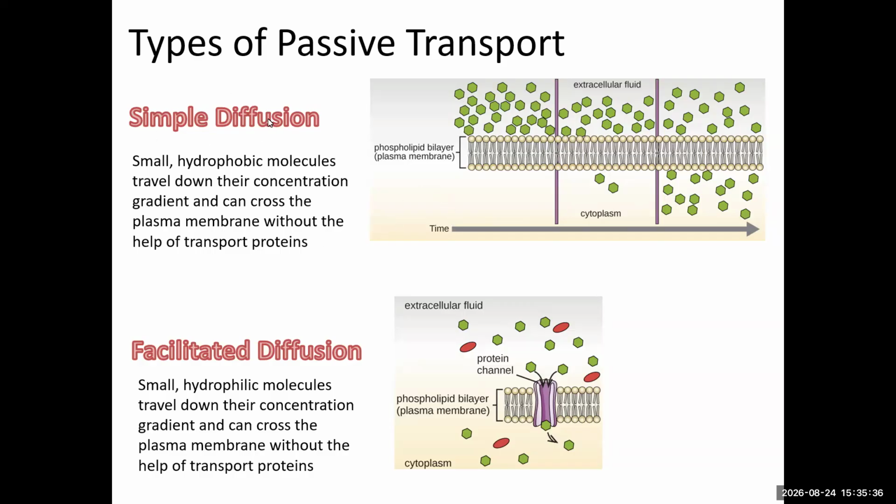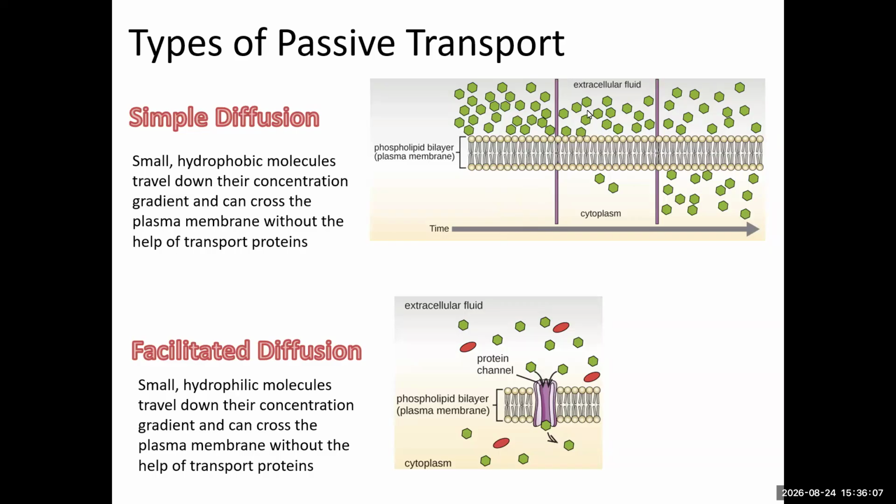So let's start with a talk on simple diffusion. Okay. I want to take a look at this first image, and it's a time lapse. So we're going to start here on the left side. Notice there's a lot of this particular molecule. Okay, there's a lot of it outside the cell, and there's very little or none in this case inside the cell. So that's the concentration gradient. There's differing amounts on either side of the plasma membrane. With passive transport, molecules want to go from where there's a lot to a little.